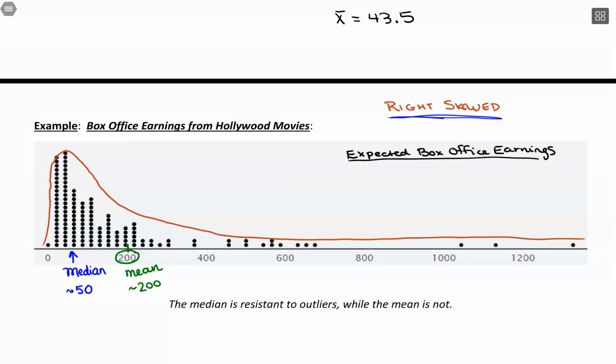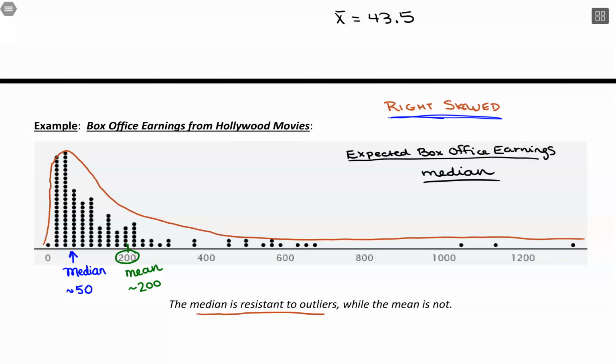Because of this skewed data, which leads to a skewed mean, we would want to use the median to describe expected box office earnings. Basically we want to use a value that's not skewed by these outliers or even just this tail of data. So something we want to keep in mind is that the median is resistant to outliers.